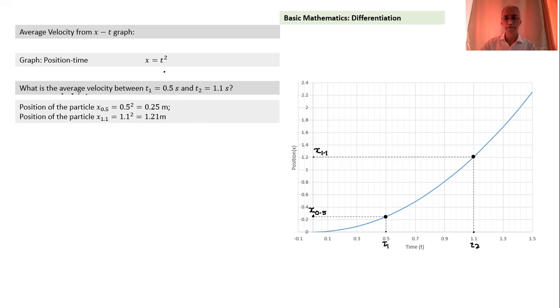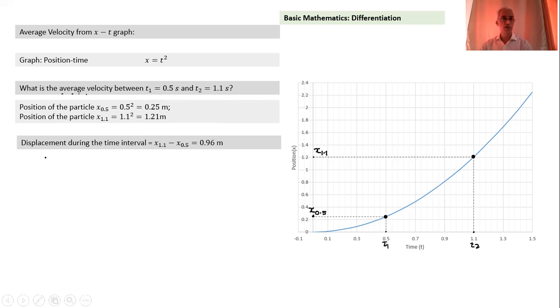So how do we interpret this? It means at time t equal to 0.5 second, the particle was at a position of 0.25 meter on the x-axis. At time t equal to 1.1 second, it is at a position of 1.21 meter. Now we need to find the velocity. To find the average velocity, first we can find the displacement. What is displacement? Displacement is equal to final position minus initial position.